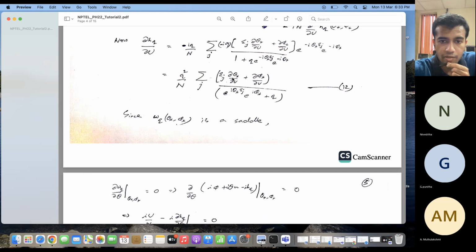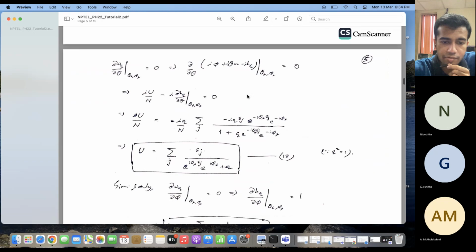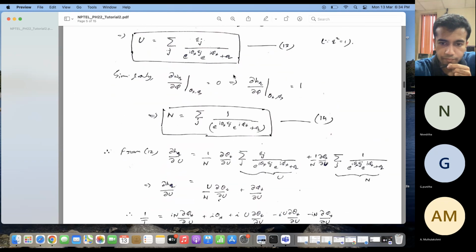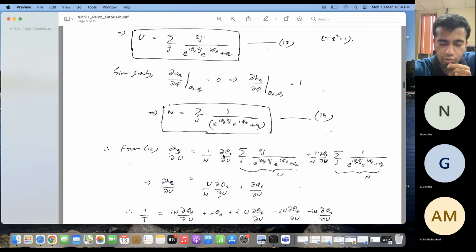There are two terms in the summation. The first term is epsilon j del theta star del u divided by this quantity. And you see u is equal to this thing itself. So this is epsilon j divided by that quantity. Then this becomes q square by n u into del theta star by del u. So basically you have del theta star by del u, and this entire quantity is equal to u.